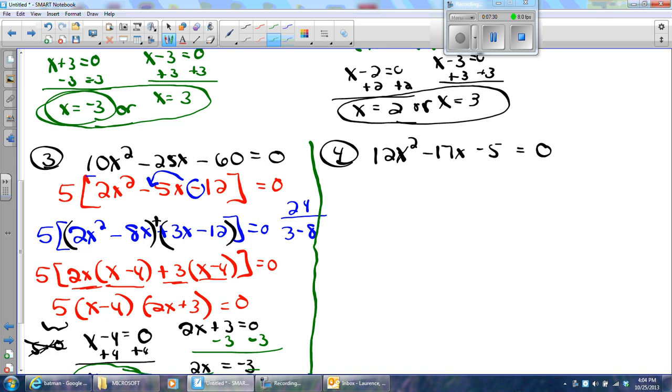All right, let's see here. Let's do this one. I don't see any GCF. I do 12 times 5, and I'm going to get 60. I need two factors of 60 that subtract to get 17.